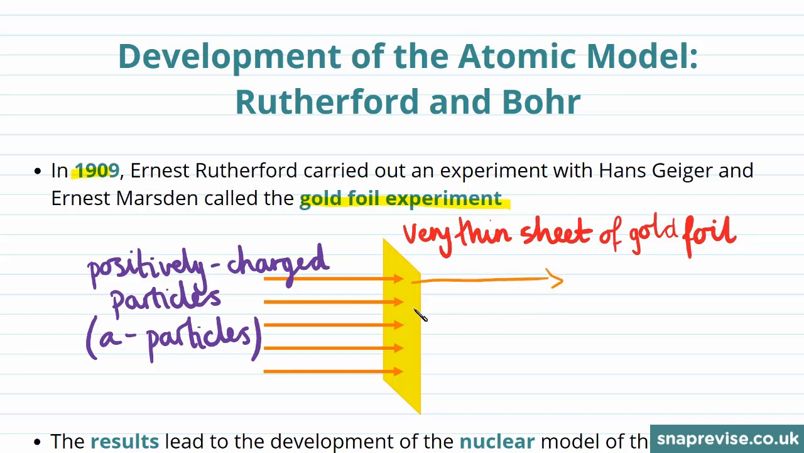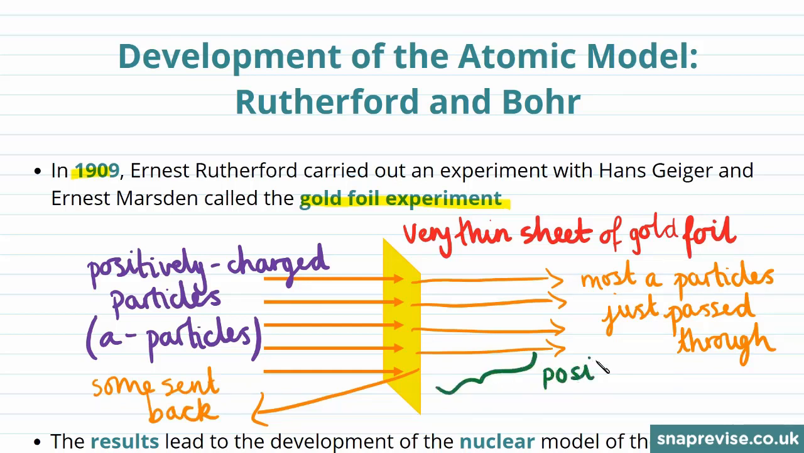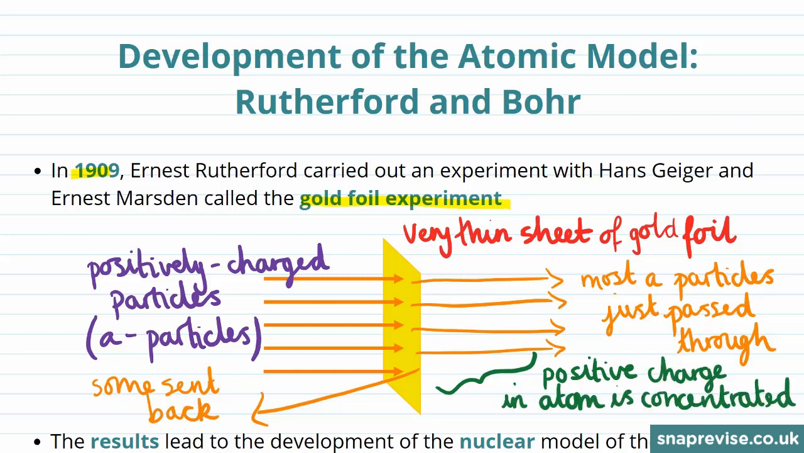What they saw in this experiment was that most of the alpha particles just passed through the gold foil. However, some of the beams of alpha particles were totally deflected from the gold foil and sent back towards the source. What this suggested was that the positive charge within the atom was concentrated at the centre, with the result that when positive charges are fired at a collection of atoms, most of the positive charges will travel through the foil as they just travel through empty space.